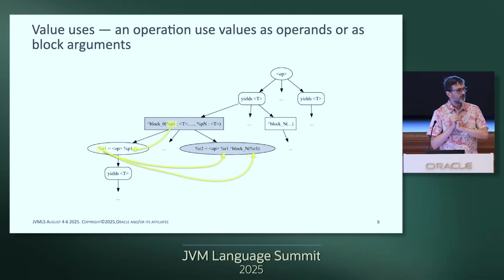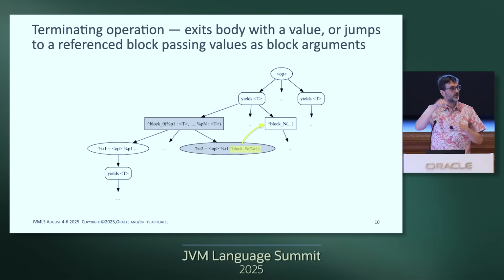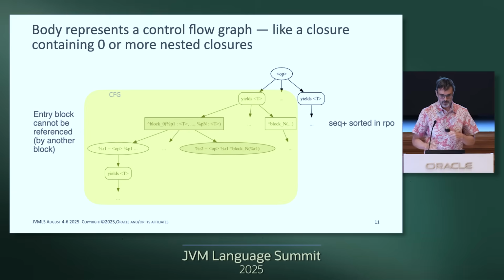And an operation can use a value that has been declared effectively before it in the rules that we're going to define. So you can see in this example, we declare a block 0 has a parameter of P1. It can be used as an operand of the operation, which produces a result, and that can be used by a subsequent operation as its operands or as a block reference. And the block can refer to another block within the same body, like so. And that's how we get a control flow graph of our program.